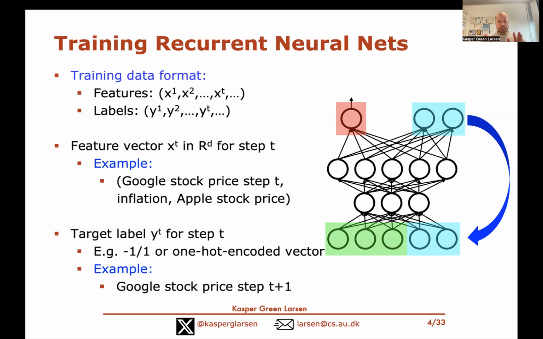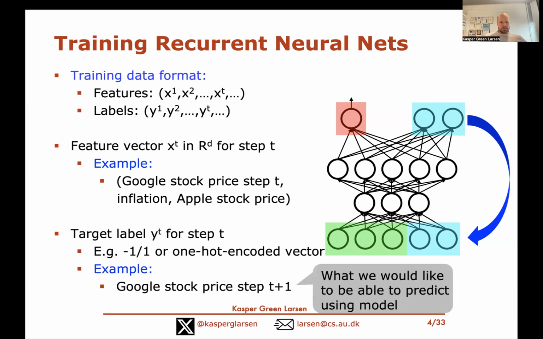So nothing special here compared to ordinary supervised learning, only that now a sequence is described by a whole collection of feature vectors and labels. Okay, so that's just a bit of notation. Think of the labels as what we want to predict using this model. And this is also what we want to predict after the end of processing our whole sequence.